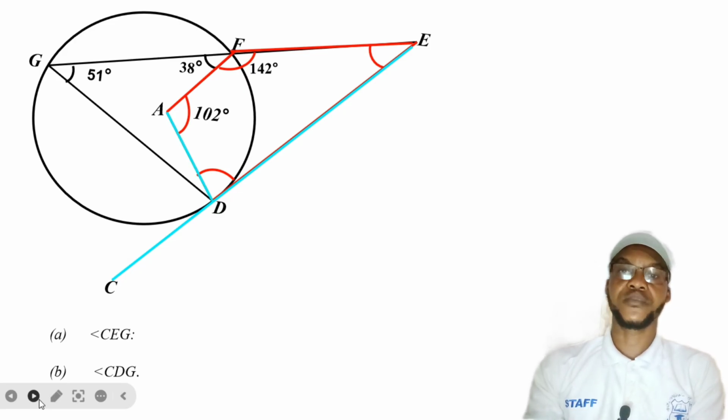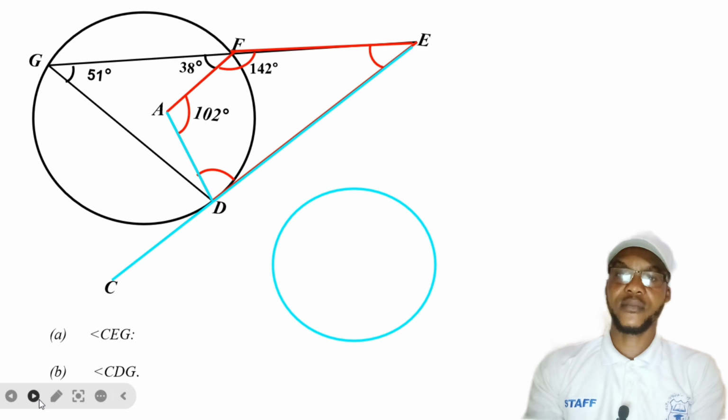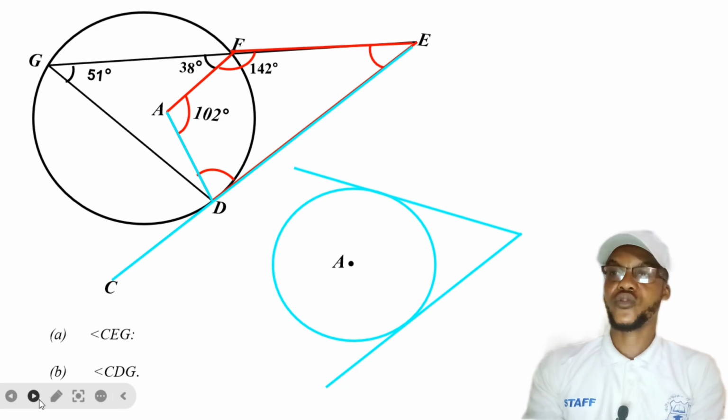So we are going to consider this theorem. Remember when we were learning our theorems, we said that if you have a circle with a center, let's take it as center A, and you have a tangent, then if a line is drawn from the center to the point where the tangent touches the circle, that line from the center is the radius. So the radius of a circle meeting the tangent line, what property is that and what does it say?